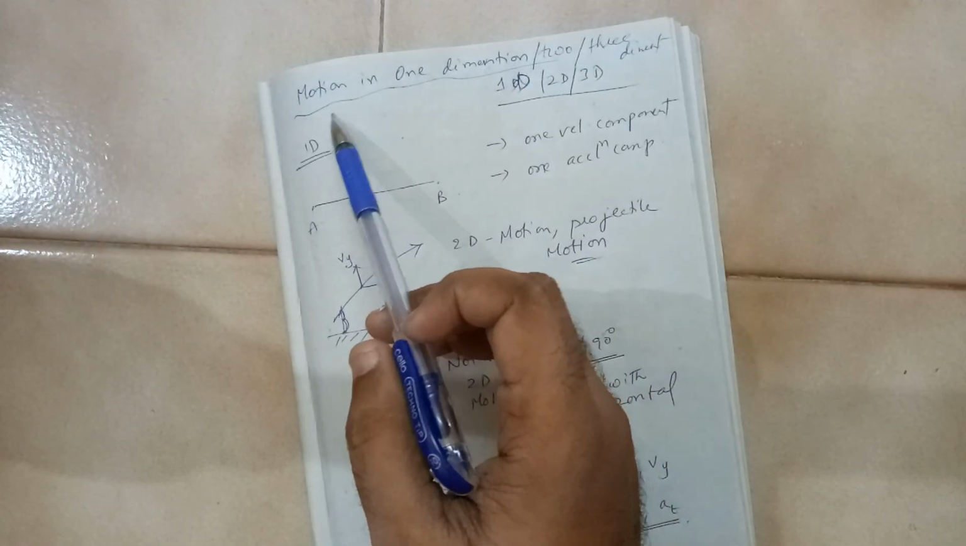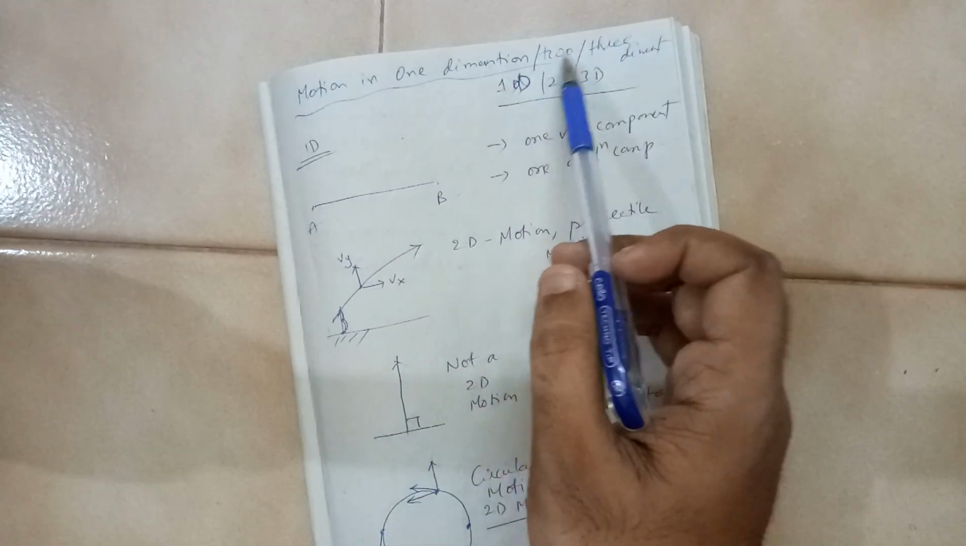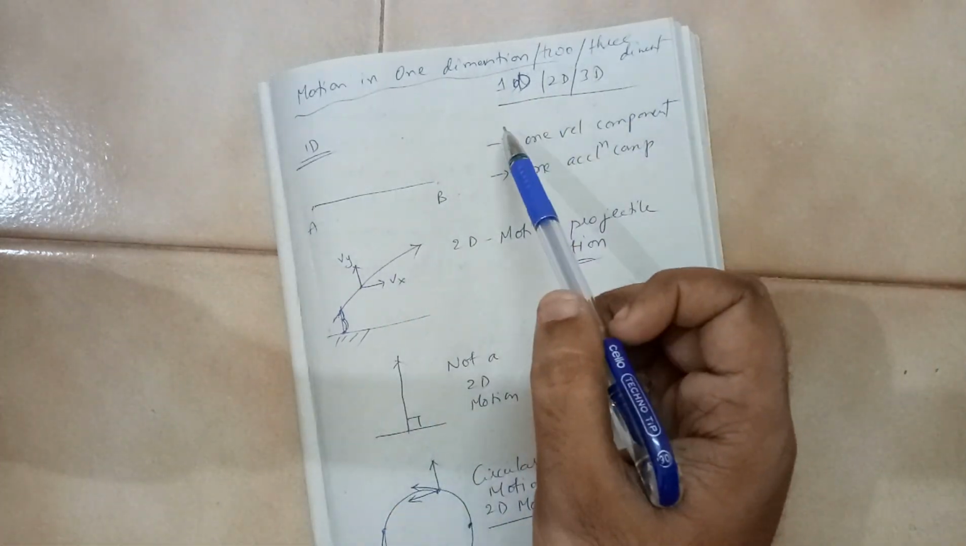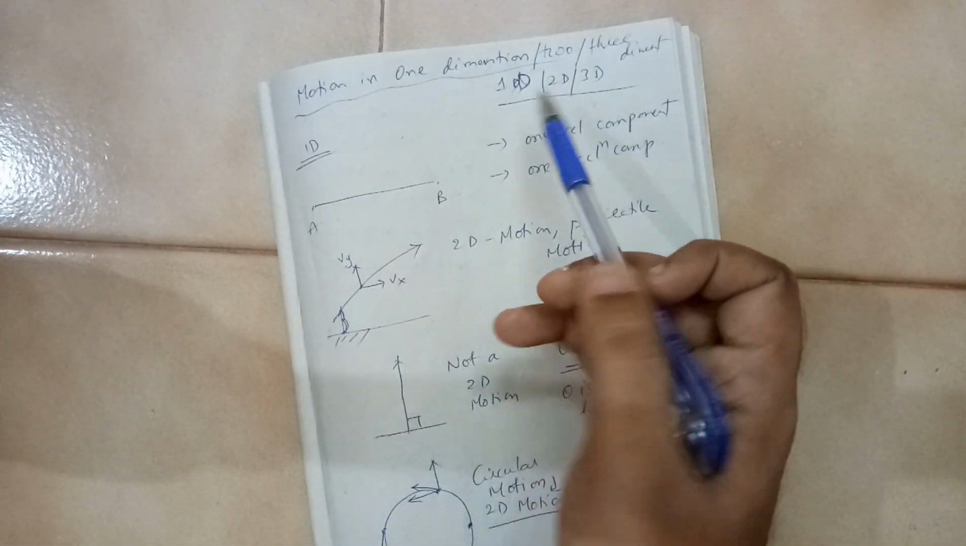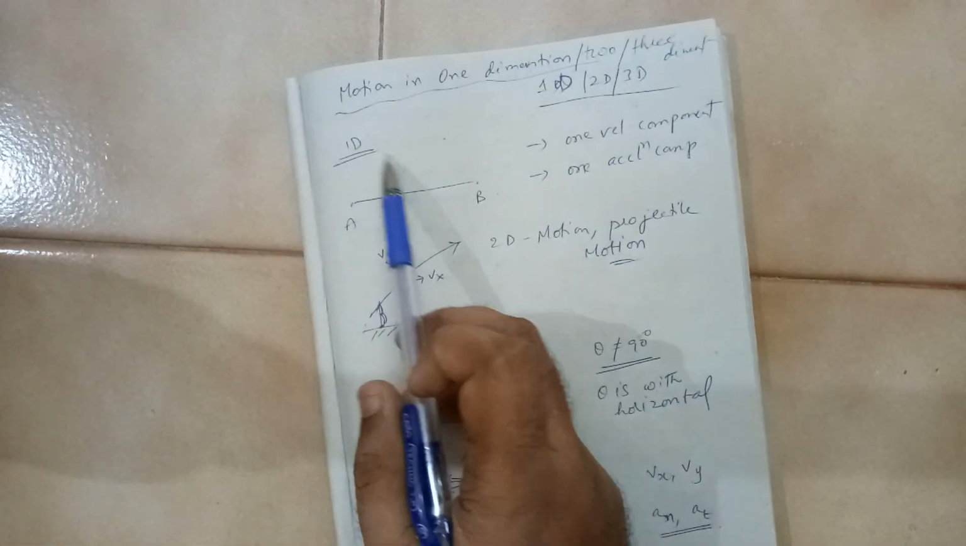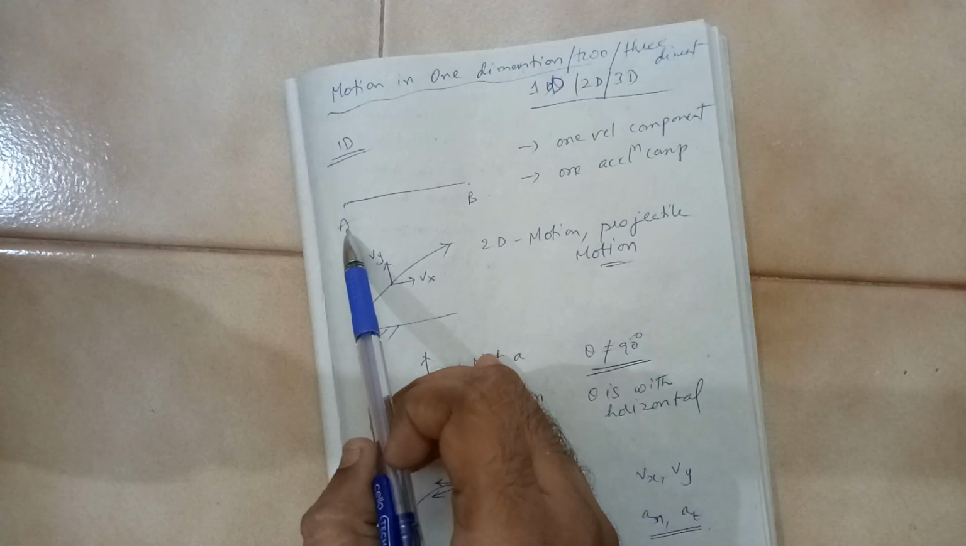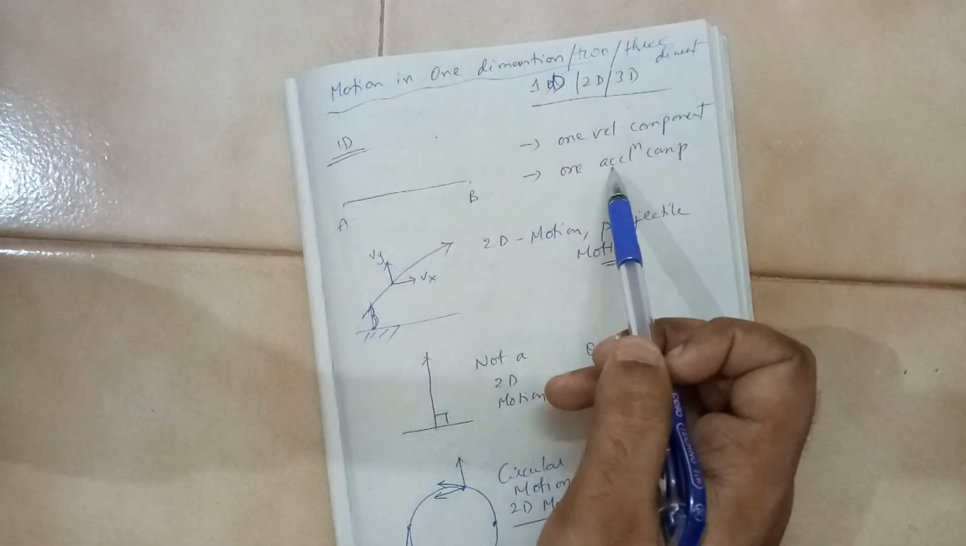Let us see motion in one dimension, two and three dimensions. 1D, 2D and 3D motion. Motion means movement of an object or a particle. So in 1D, an object travels in a straight line. That means from A to B, it travels in a straight line.